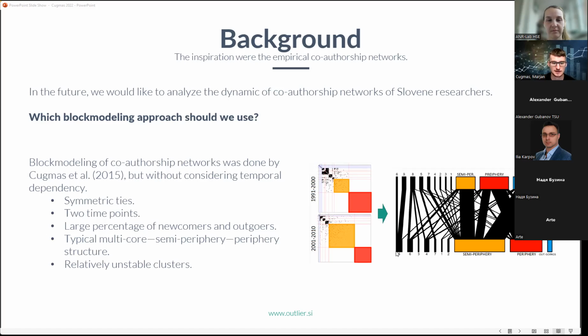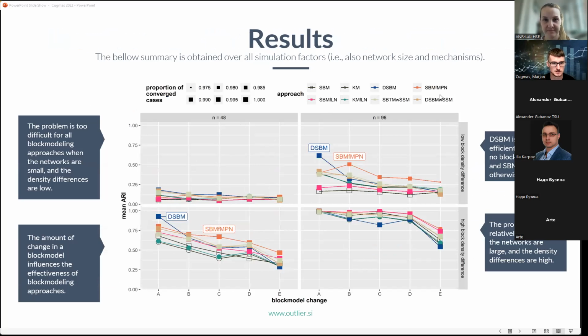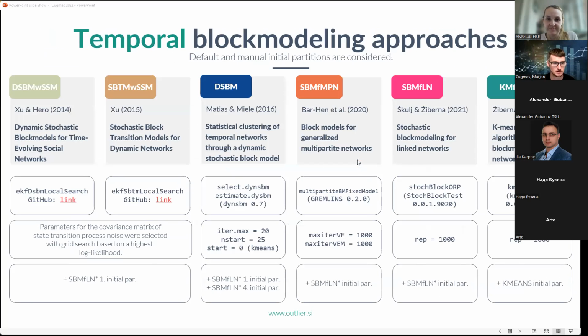Also, we will have to decide whether we will analyze on the level of scientific disciplines or on the level of scientific fields. For this, here we used generalized block modeling, which is much slower compared to stochastic block modeling approaches, and maybe also the k-means block modeling approach. So maybe we will be able to analyze slightly larger networks now, and also we have better computers now. But it's not 1,000 nodes.